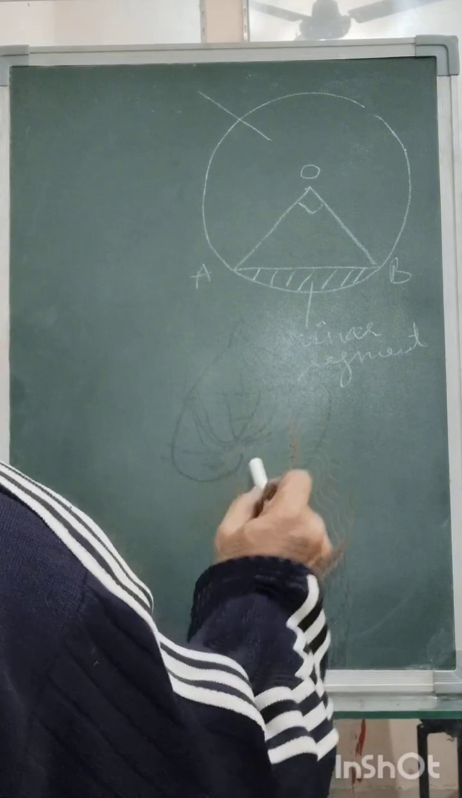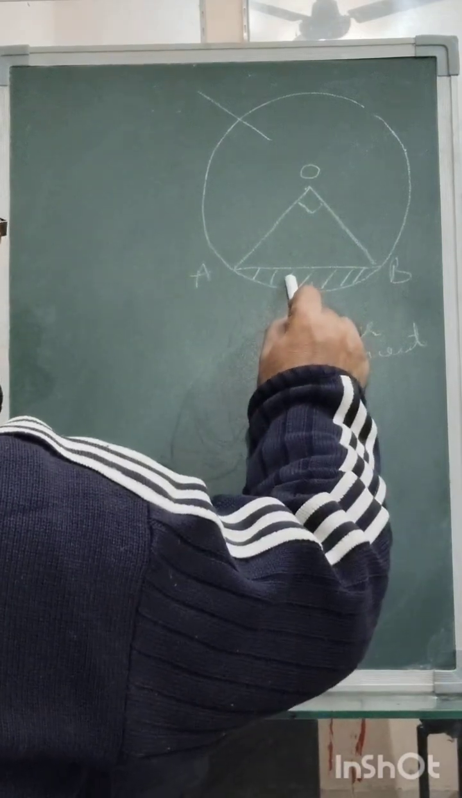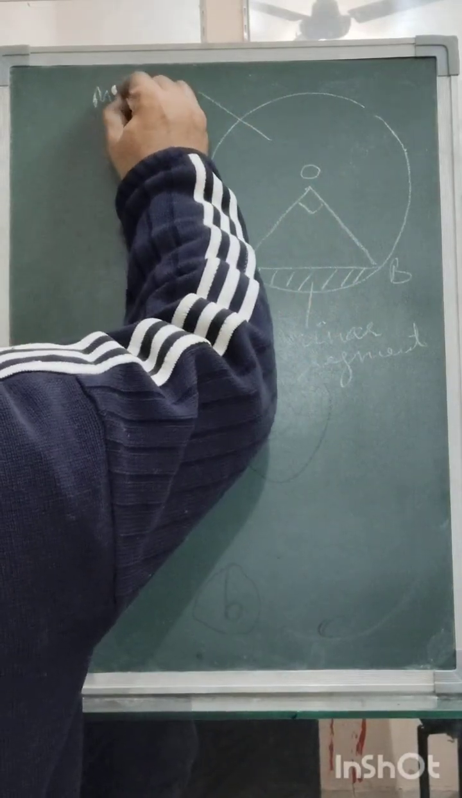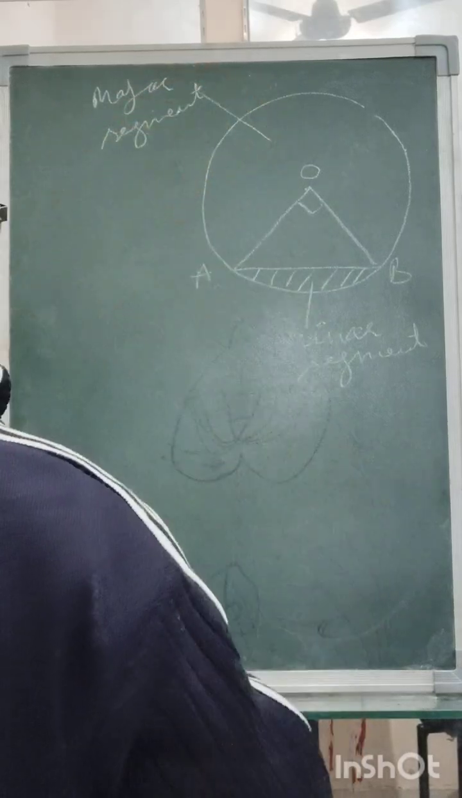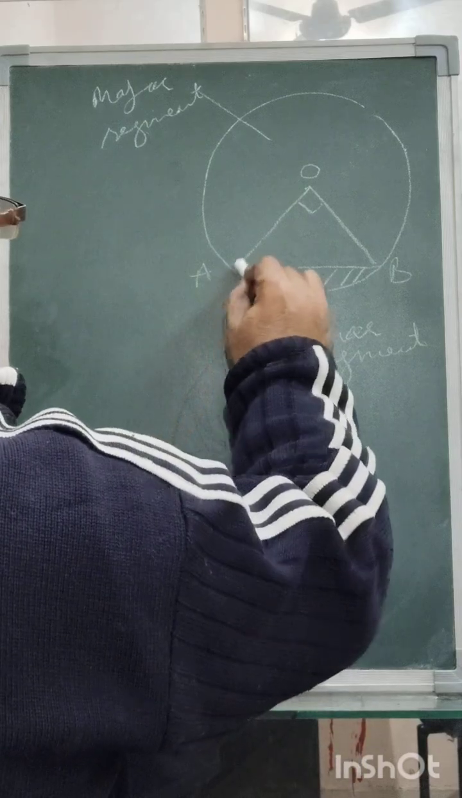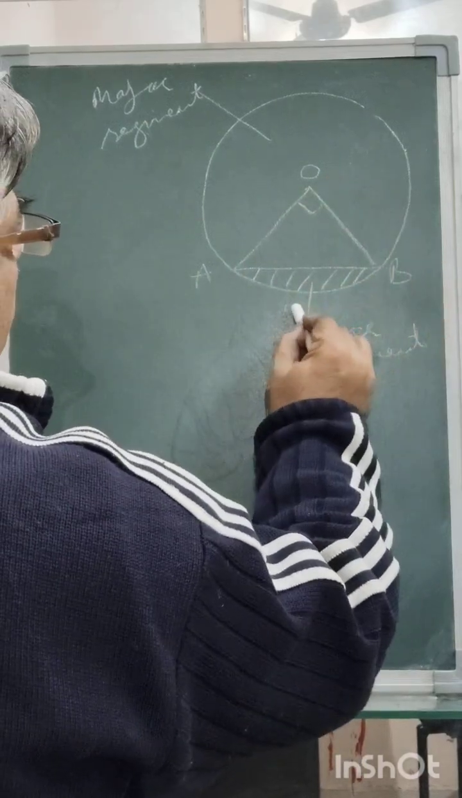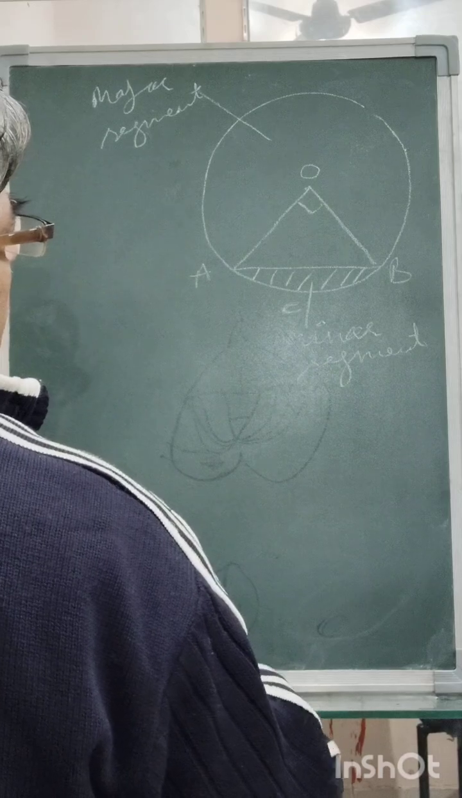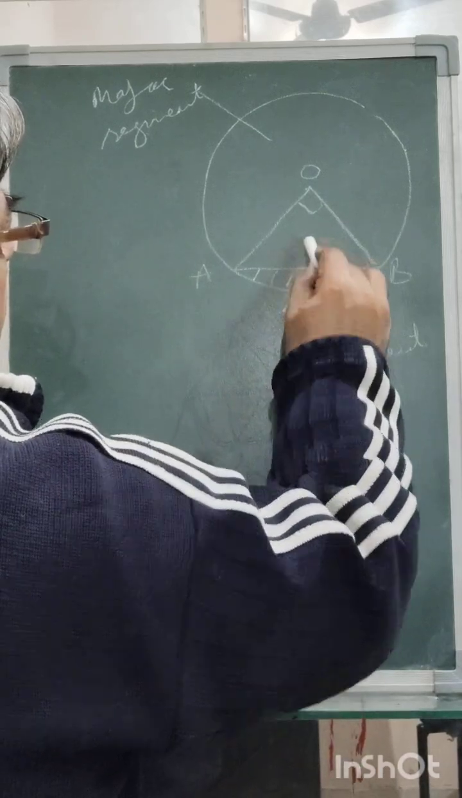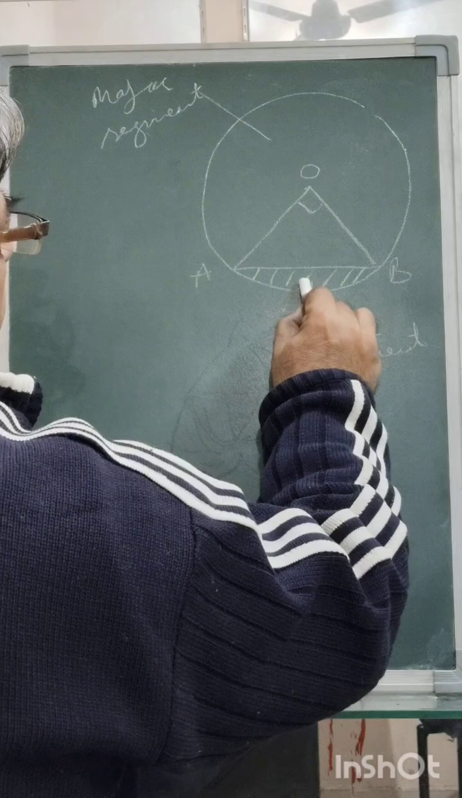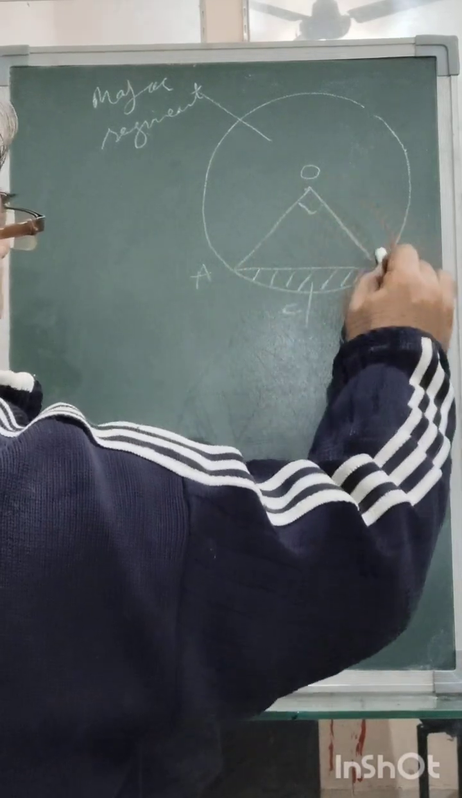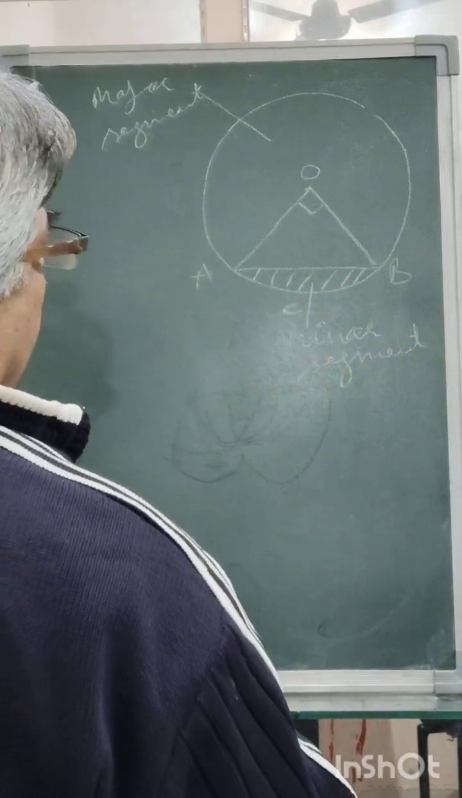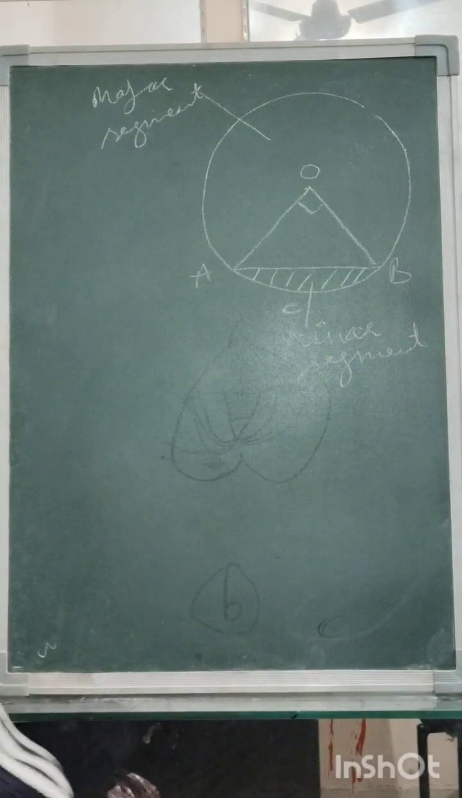So there are two segments in the circle. This one is the minor segment. The remaining part of the circle is the major segment. Also, the part AOBC, which includes both the triangle as well as the minor segment, is known as the minor sector. And we have to find the area of the major sector, which is the remaining part.